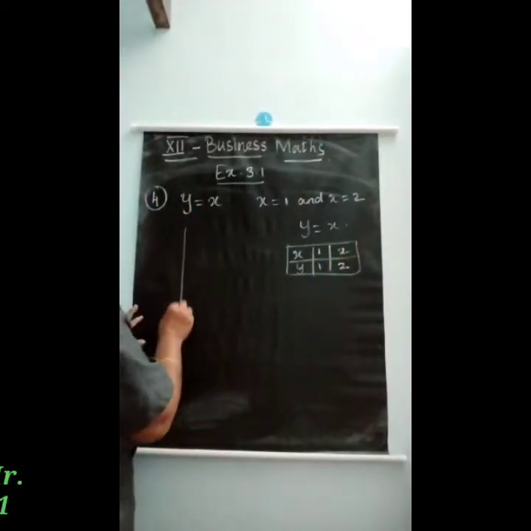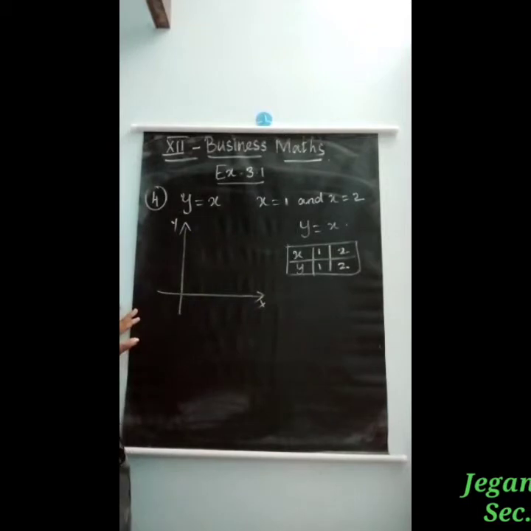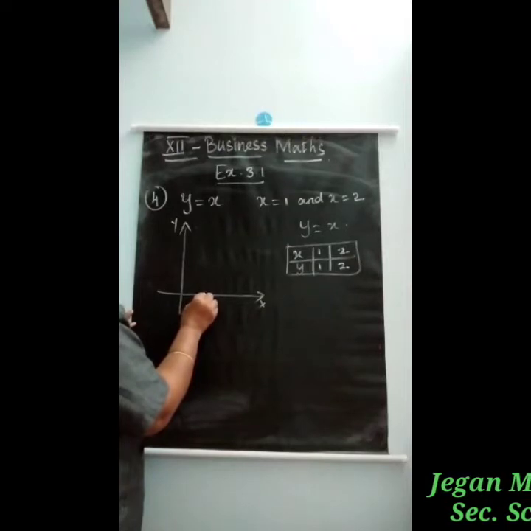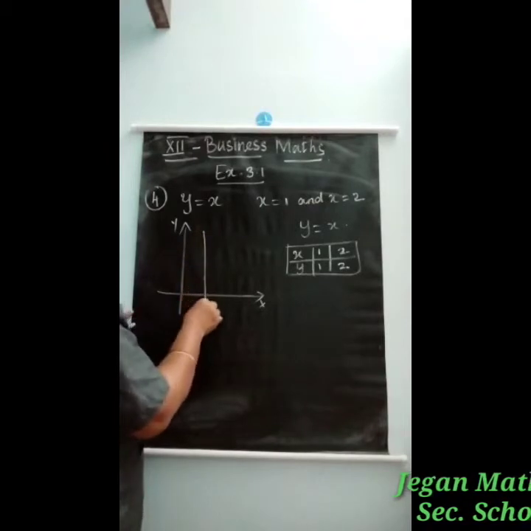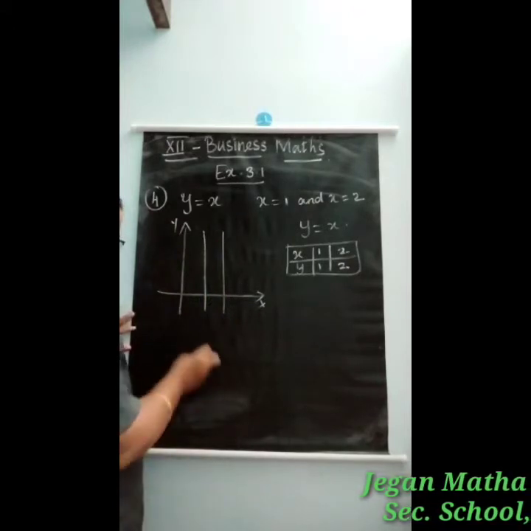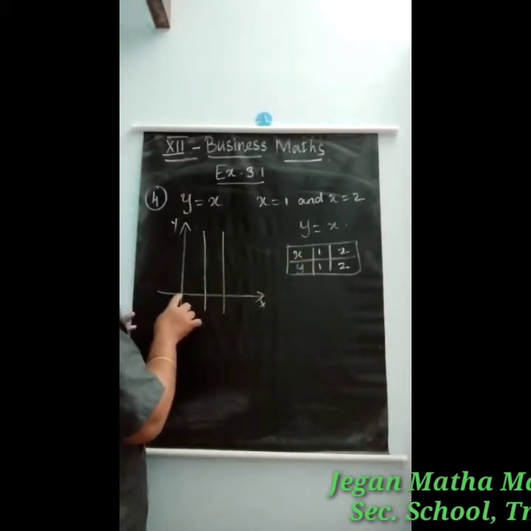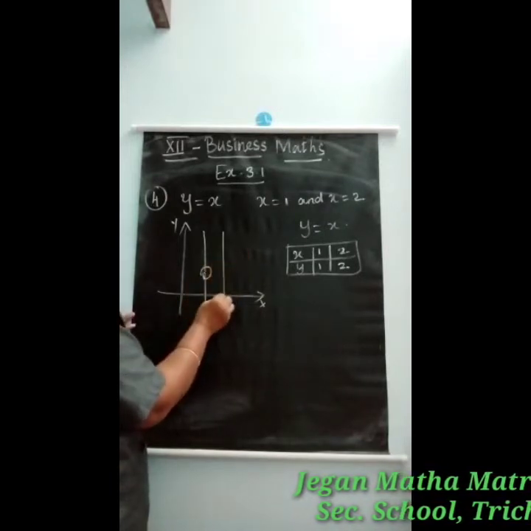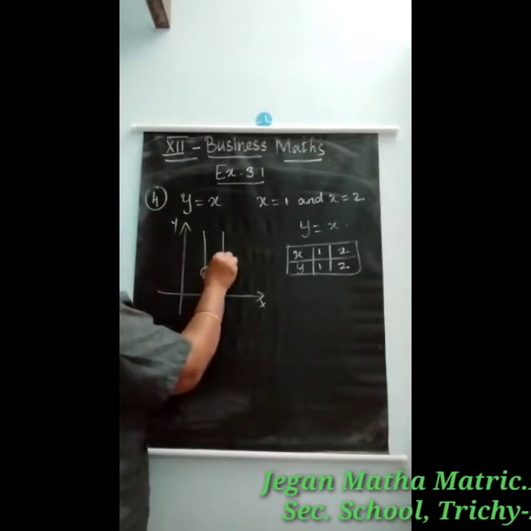And then we have to represent it in the graph. This is the x axis and this is the y axis. We represent x is equal to 1 first, y is equal to 1. This is a vertical line, and x is equal to 2, y is equal to 2 is the second line. What are the points we have to find? This is x is 1, y is 1, so we plot the point here, and here 2, 2.